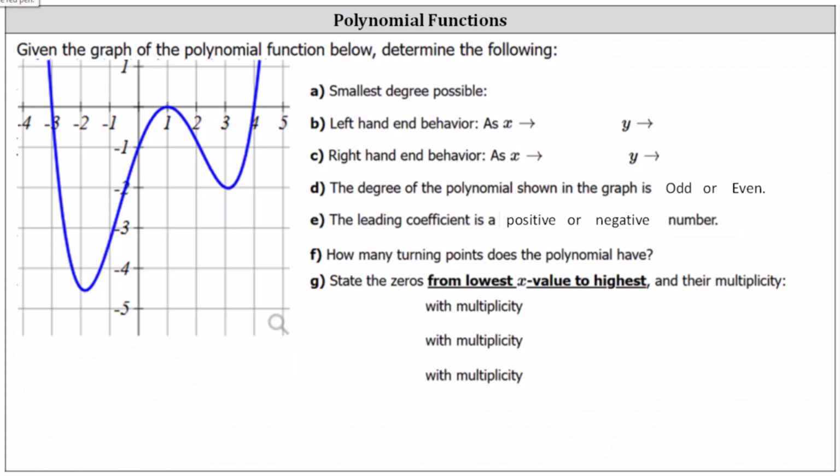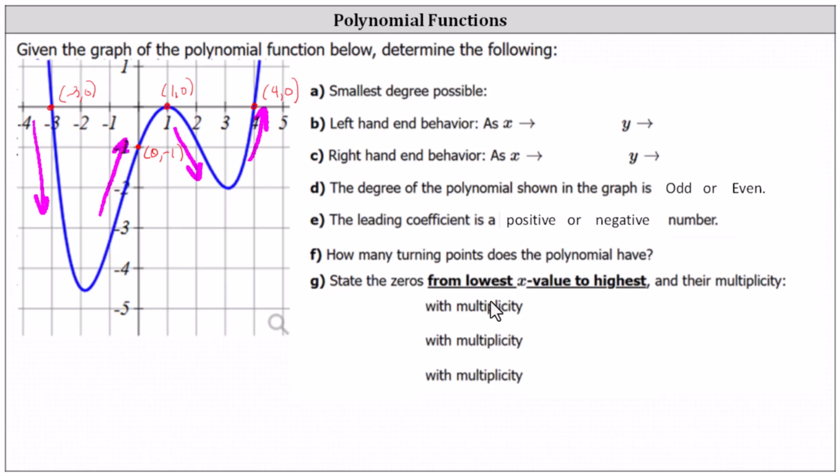Notice there are 3 x-intercepts. 1, 2, 3. From left to right we have (-3, 0), (1, 0), and (4, 0). And notice the y-intercept is (0, -1). From left to right the graph goes downhill, uphill, downhill, and then uphill, which indicates the function is decreasing, increasing, decreasing, and then increasing. Let's begin by stating the zeros.